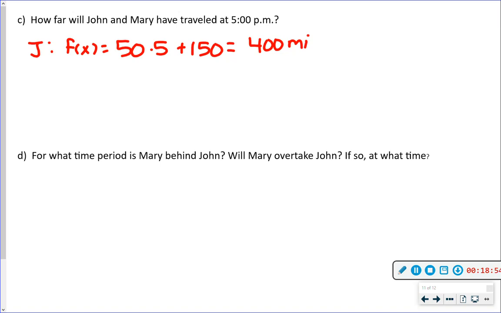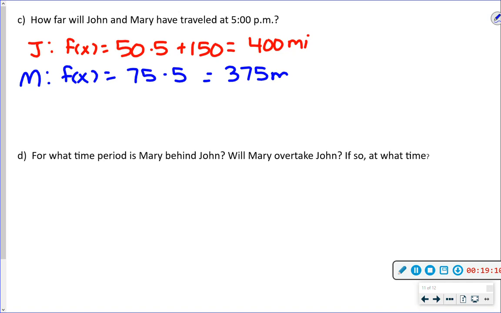I'm just going to do M for Mary. So her function, remember, was 75x, or in our case, we're putting 5 in. What's 75 times 5? Okay, got it.